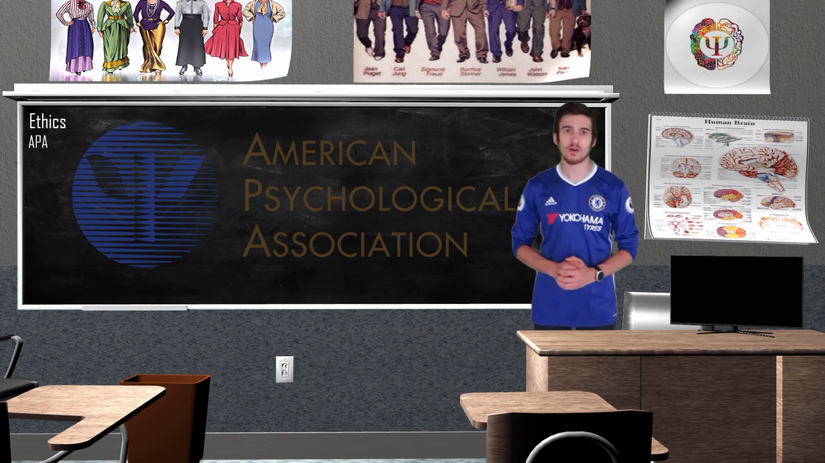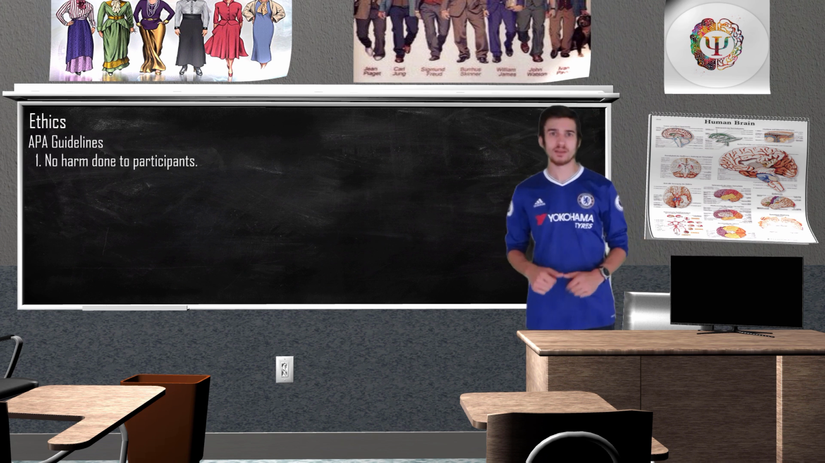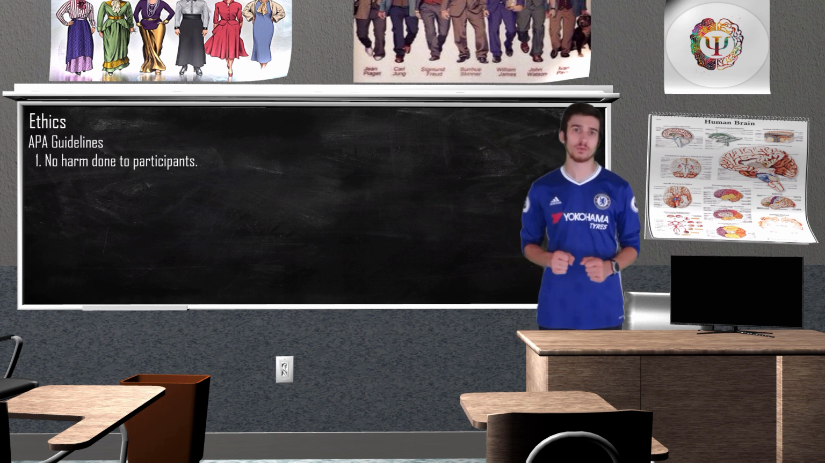The APA guidelines are as follows. First, we have no harm to the participants. This includes both psychological and physical harm. It is important for psychologists to minimize both psychological and physical risks, all while being concerned for the welfare of the participant. Our second guideline is going to be the importance of voluntary informed consent.